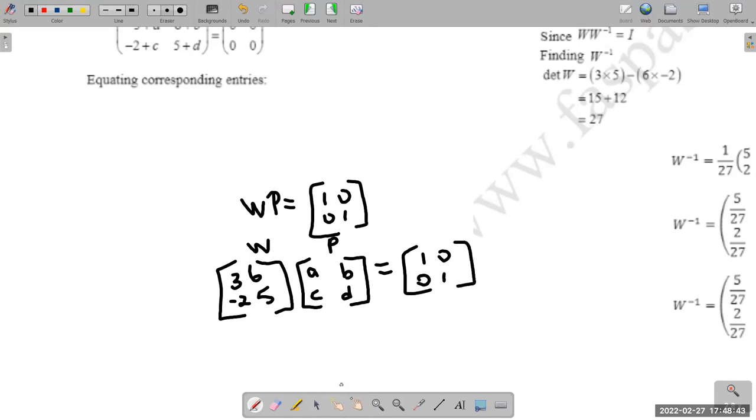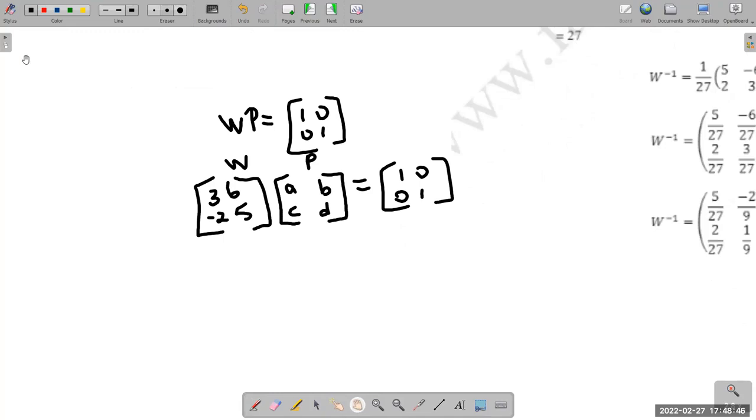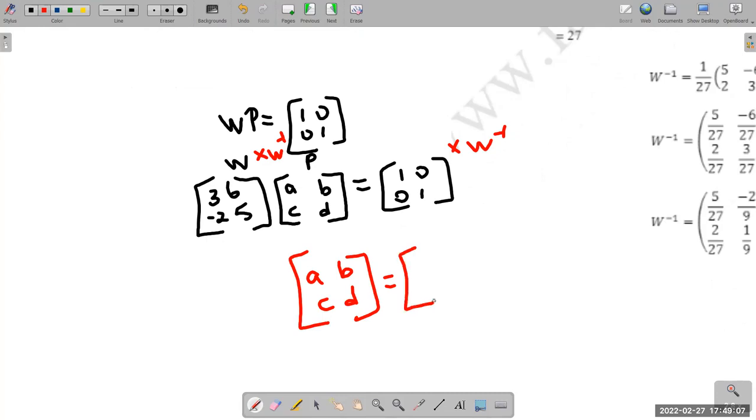How do we find P again, guys? Y'all remember this? If we want to get rid of W, what do we do to get rid of W? We multiply it by the inverse of W, right or wrong? Whatever you do on one side, you do to the other side. So this and this will cancel. This is literally what we did the last time. So we know A, B, C, D is equal to 1, 0, 0, 1 times the inverse of W.